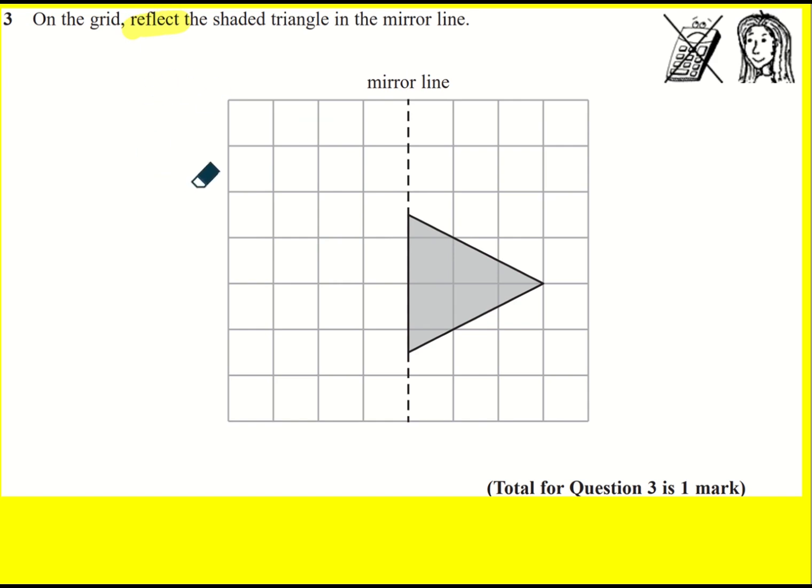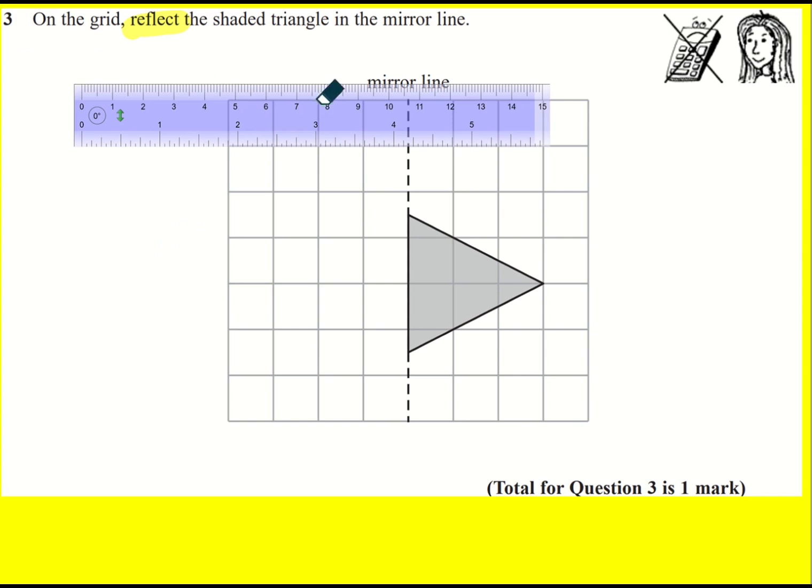Now, if reflection is something you struggle with, what I would recommend is that you actually use some tracing paper to do this. So you'll get given some tracing paper for your exam. Mostly you will use that for rotations, but you can also use it for reflections.